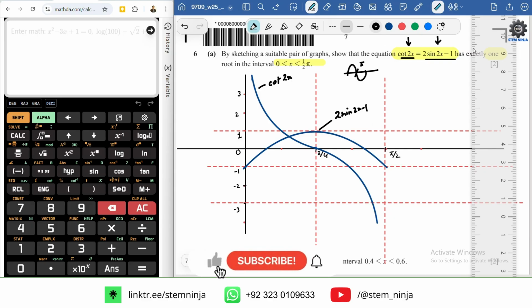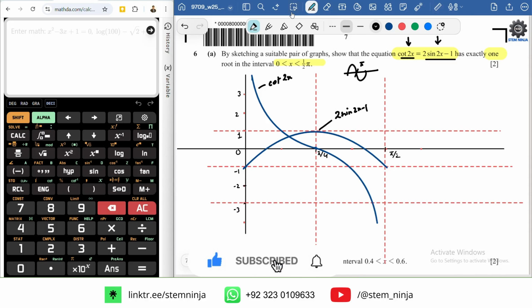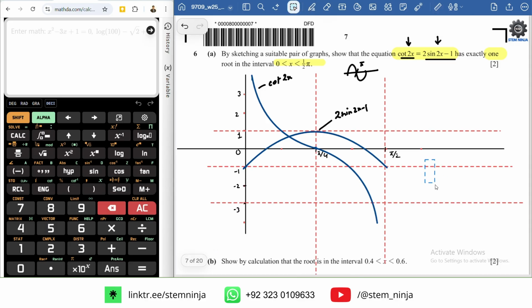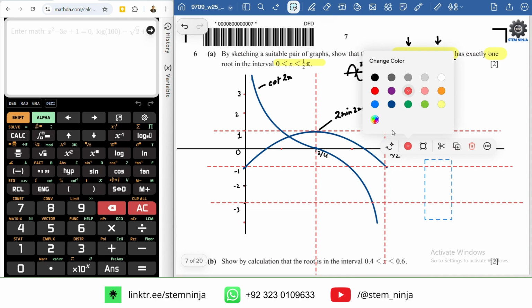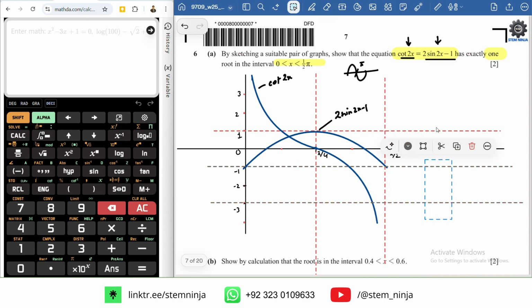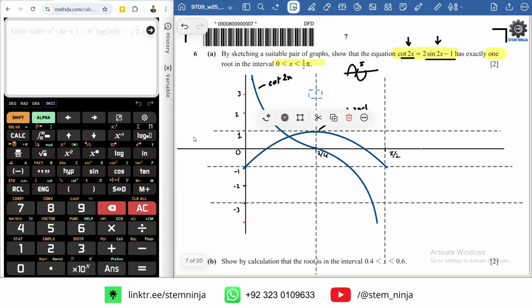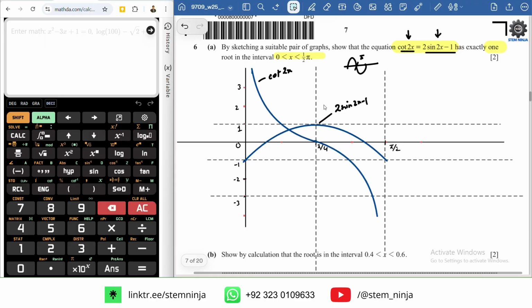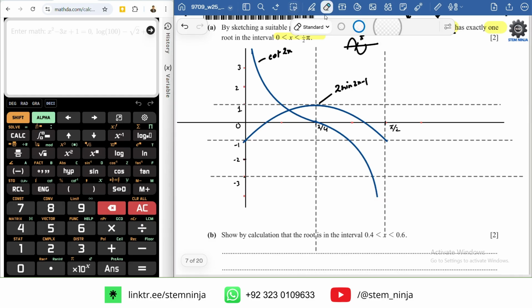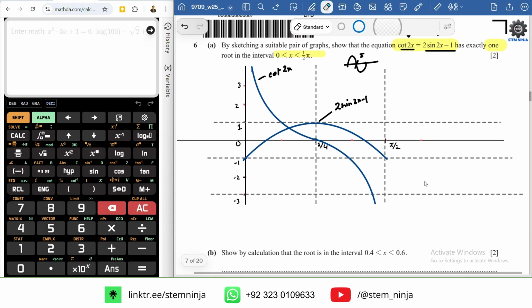Now it's up to you, since you'll be doing this using your pencil, you can make it sort of less thick, or you can remove them also. That's your particular choice, but we still have to justify why we think there's only one root.